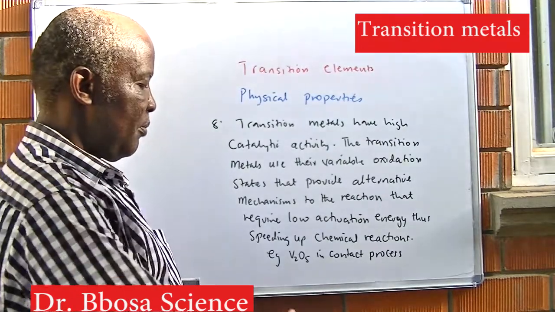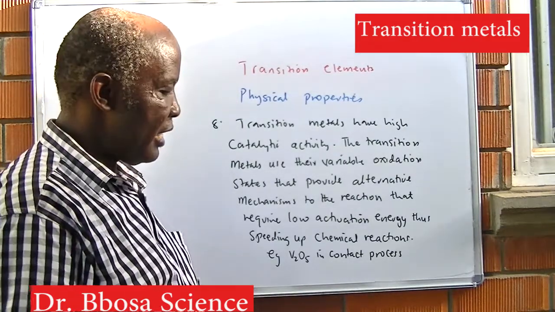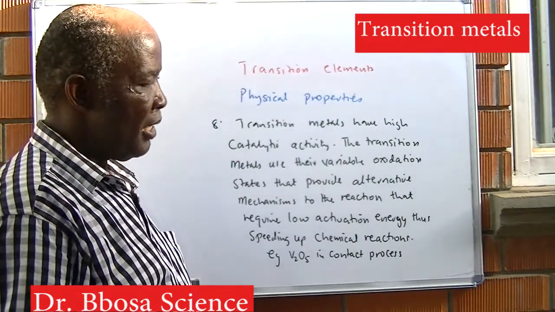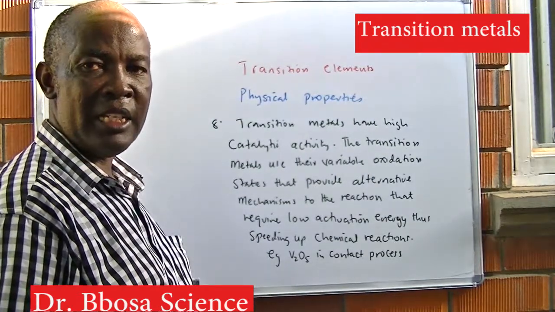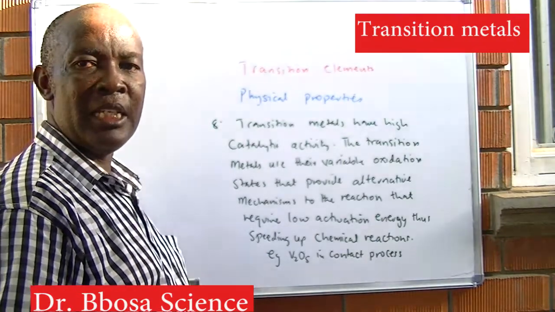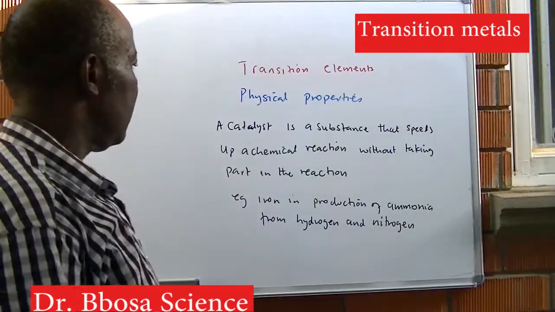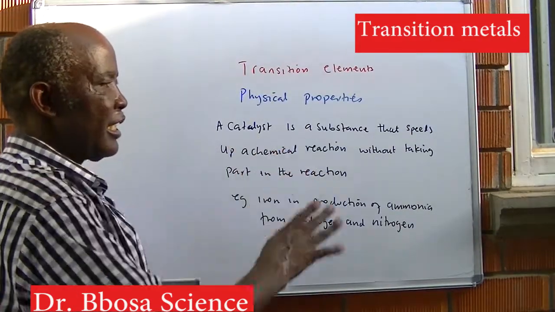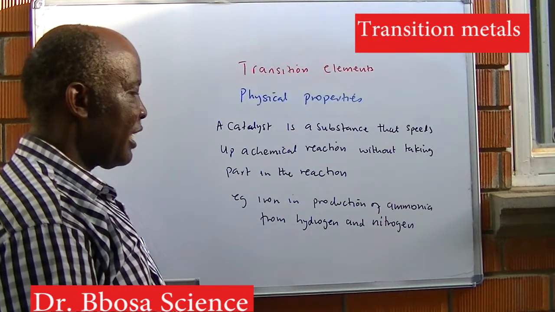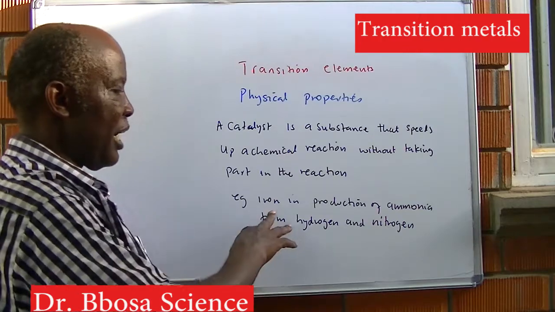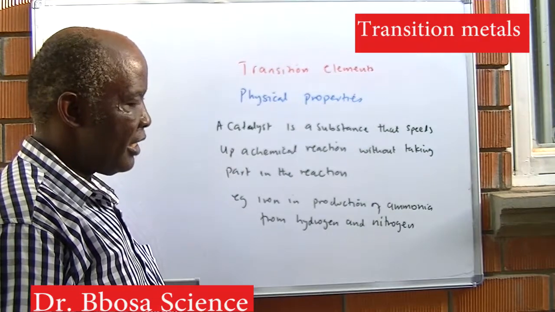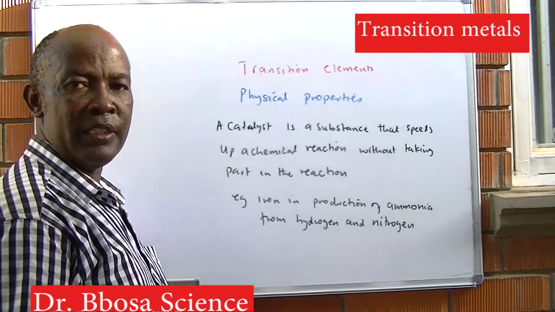For example, vanadium pentoxide is used in the contact process during the production of sulfur trioxide from sulfur dioxide in the production of sulfuric acid. A catalyst is a substance that speeds up chemical reaction without taking part in the reaction. For example, iron in the production of ammonia from nitrogen and hydrogen in the Haber process.